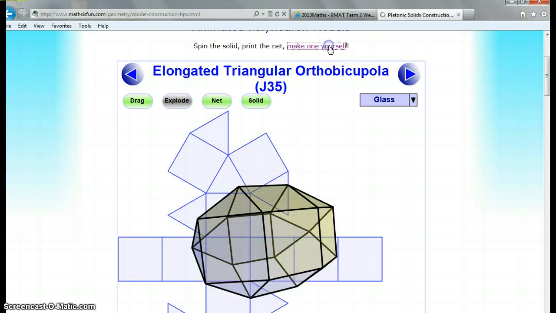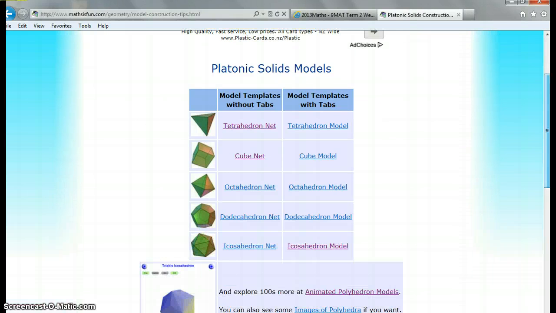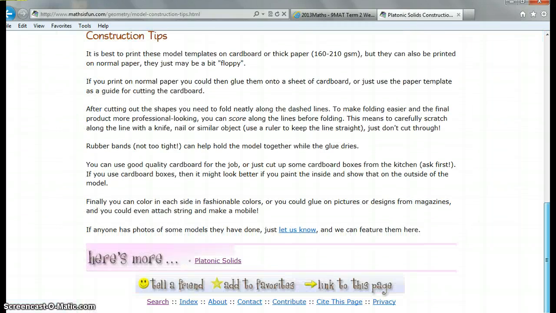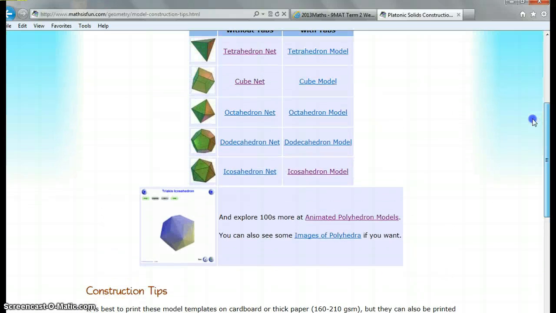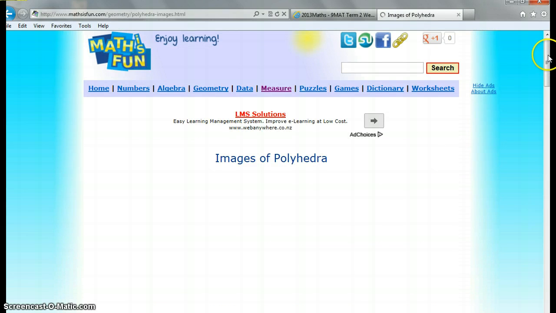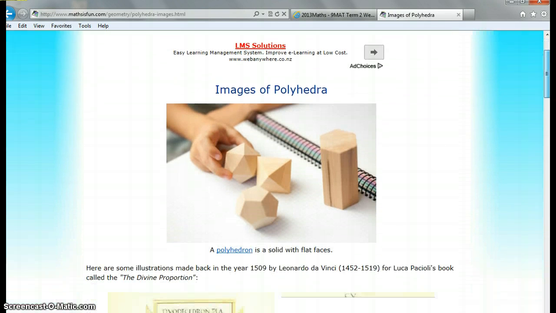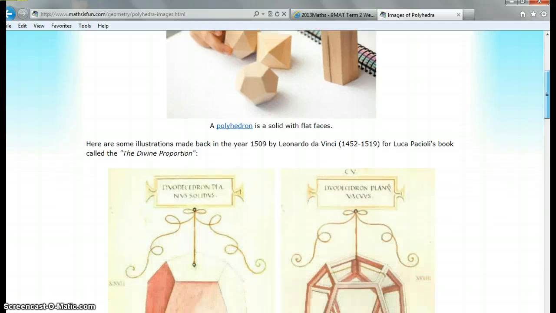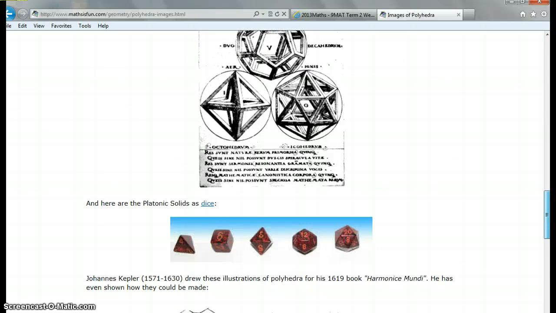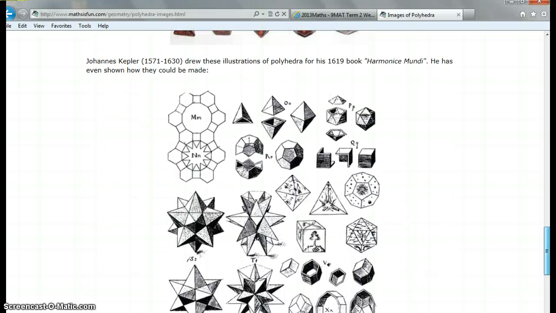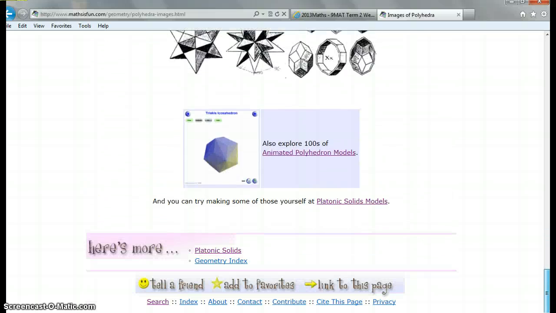And you can make one yourself. So you can choose any of those and make one. You can see more images of polyhedra. Oh, I love those. How about that? The beautiful world of maths.